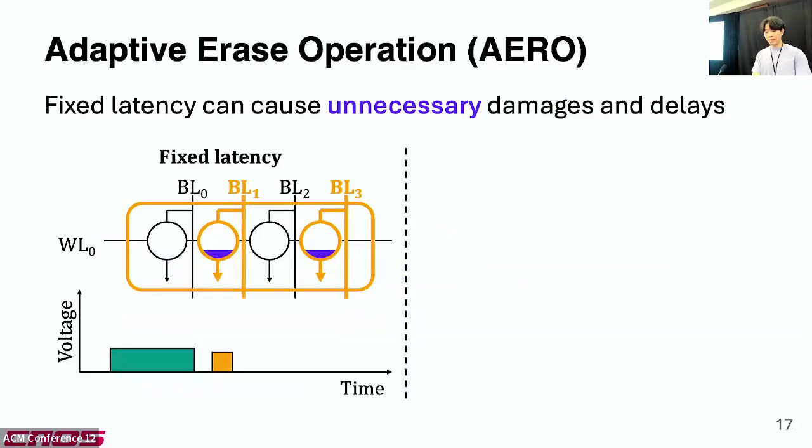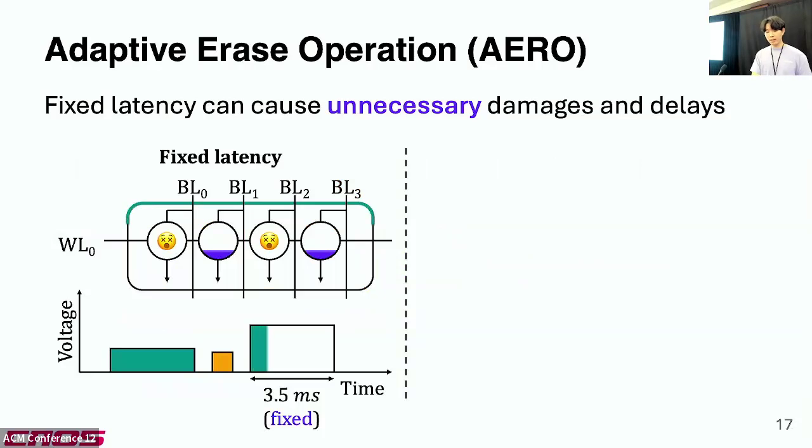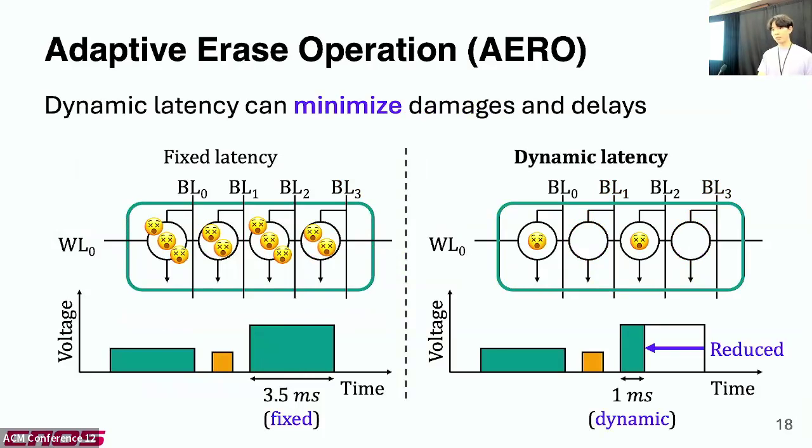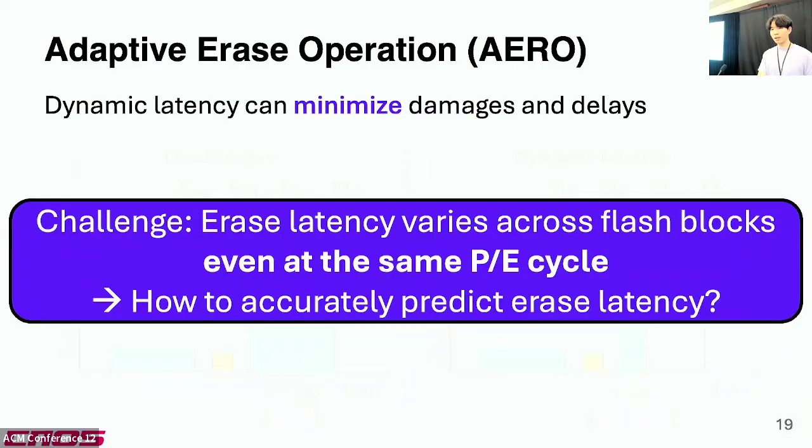Let me explain the problem again. With a fixed latency, erase operation can cause unnecessary damage and delays. Instead, as you can see on the right side, our key idea is to dynamically adjust erase latency to be just long enough to reliably erase a block. But the key challenge is how to accurately predict erase latency, because even at the same P/E cycle, erase latency varies across flash blocks as discussed before.